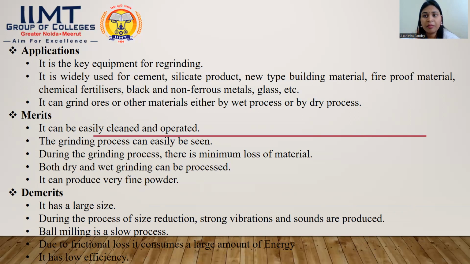The grinding process has minimum loss of material, which is very basic, because as we all know, chemicals are very sensitive and very expensive. So this is the biggest advantage of this equipment: it has minimum loss of the materials going through this process. Both dry and wet grinding can be done, and it produces a very fine powder. Demerits are these: it has a larger size, it takes a lot of space, plus it has very strong vibration. It may not be slow in process, but the vibration and the sound produced are very high.